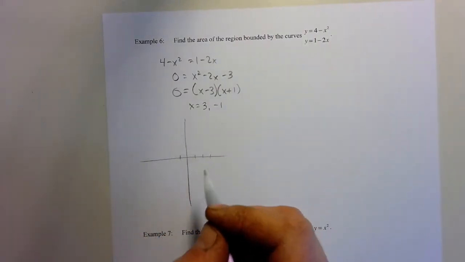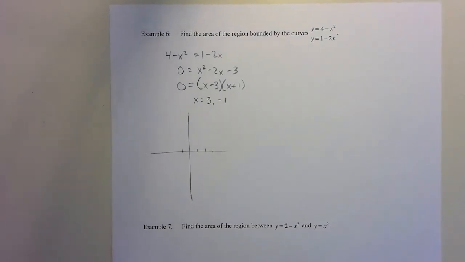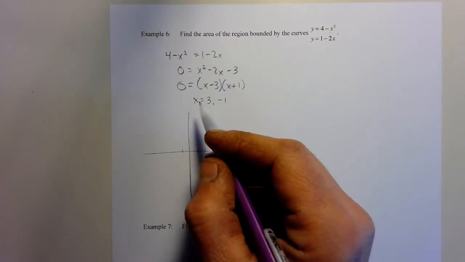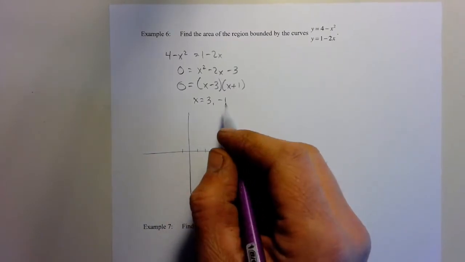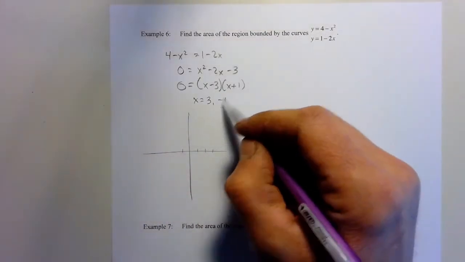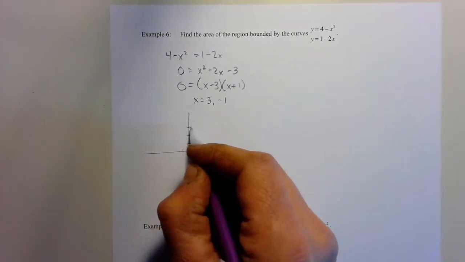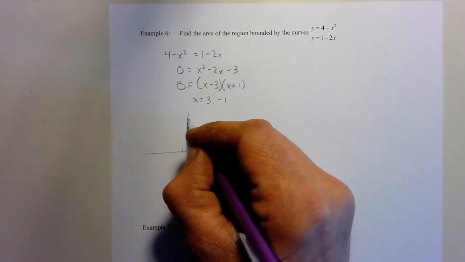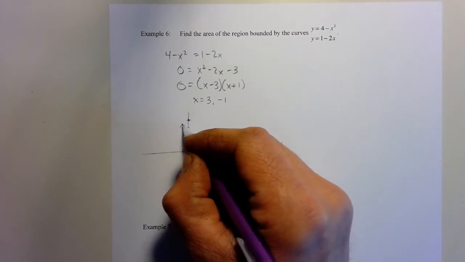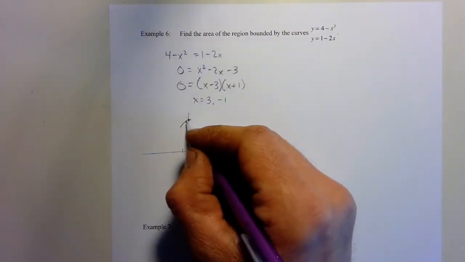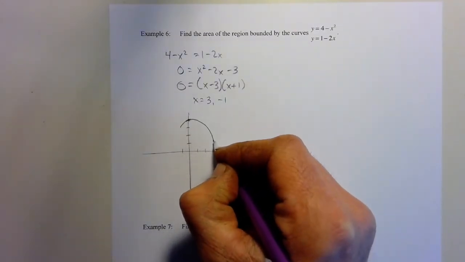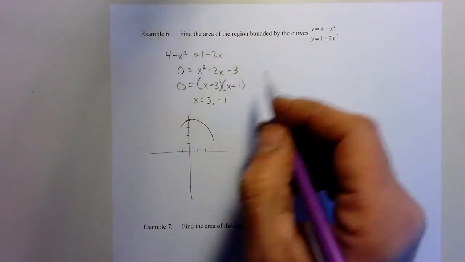You always have to do this for every single problem when you don't have the graph, you need to see where it's going to be. So let me think about this one. This has a y-intercept of 4, and it's going to be opening down because it's a negative x squared. The other one's a line, which has a y-intercept of 1.